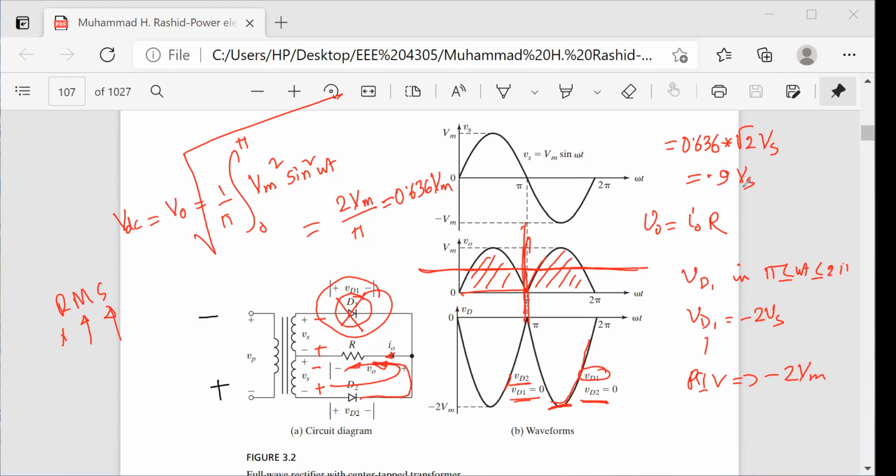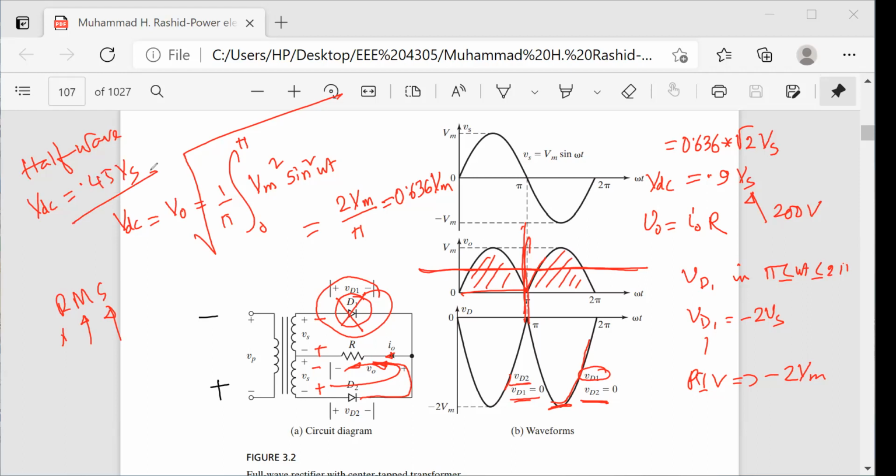So if your RMS value is equal to 200 volt, what will be your average value of the full wave rectifier? If your RMS value is equal to 200 volt, what will be your VDC? 0.9 multiplied by 200. Do you need a calculator? 180. Okay, for the half wave rectifier, what will be VDC with respect to Vs then? 0.45 Vs, okay?